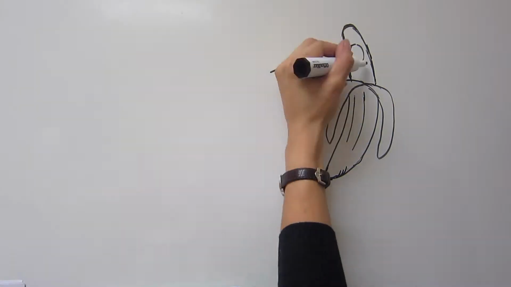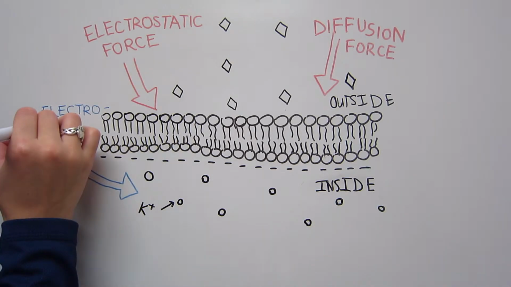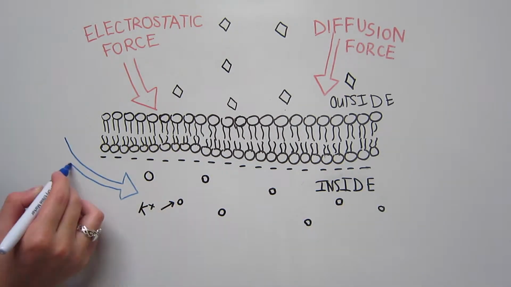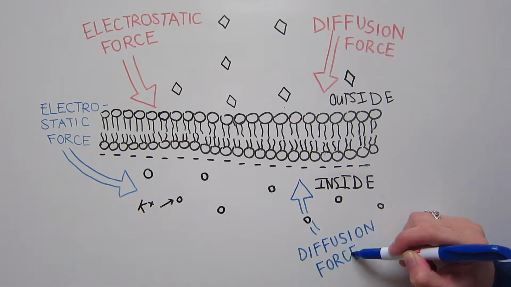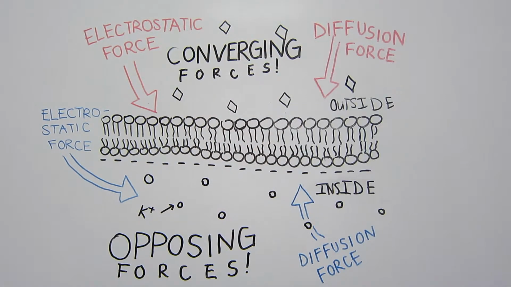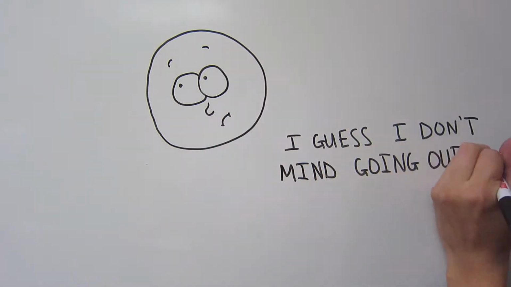Potassium ions are also positively charged. Just like sodium, this creates an electrostatic force pushing the ions in. But unlike sodium, there is a higher concentration of potassium ions inside the cell. This creates a diffusion force pushing out of the cell, resulting in opposing forces instead of converging forces like sodium. Since the electrical and diffusion forces are opposite, potassium wants to leave the cell, but only weakly.